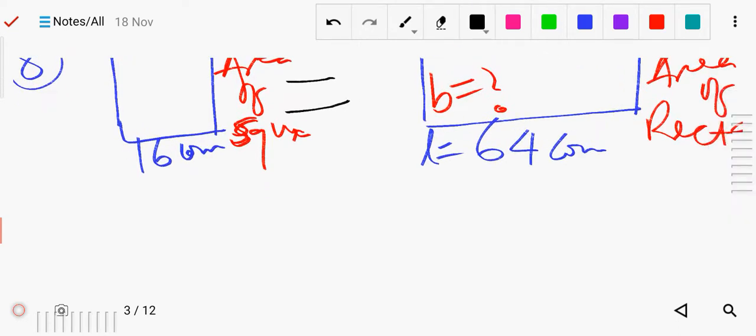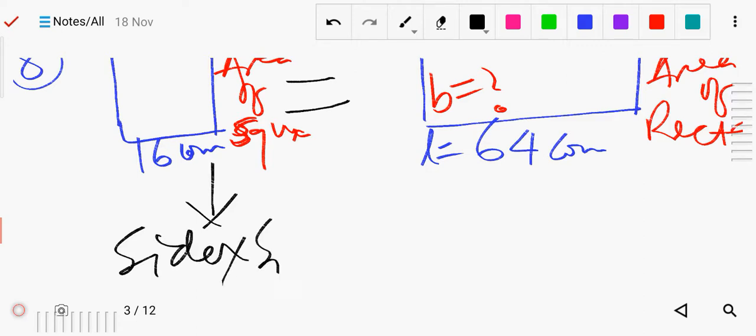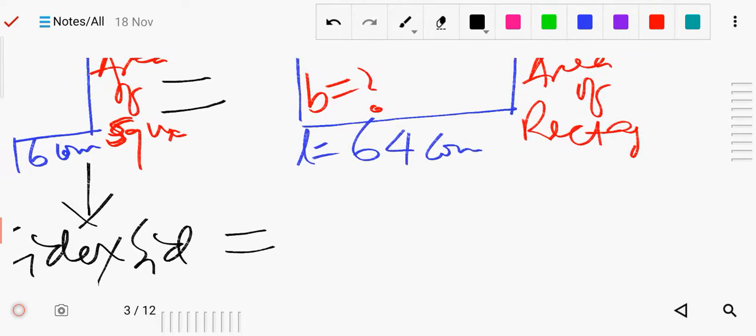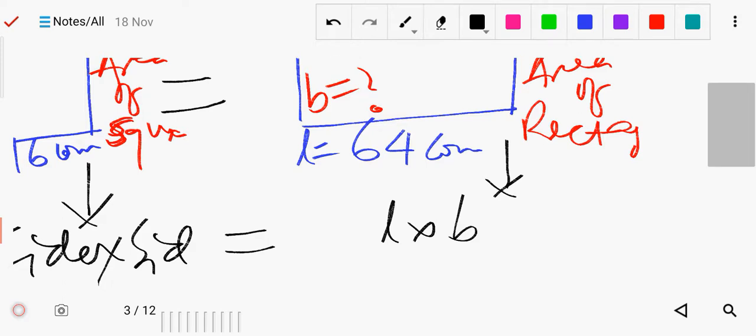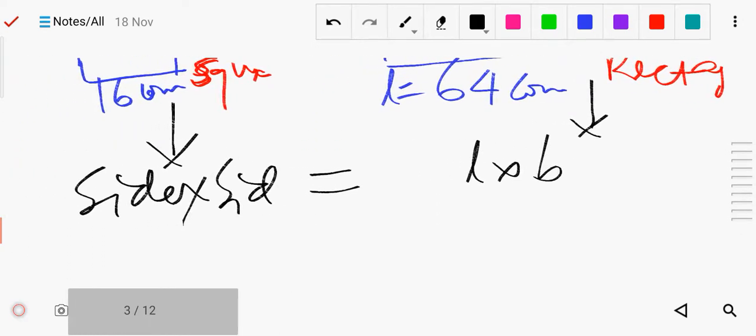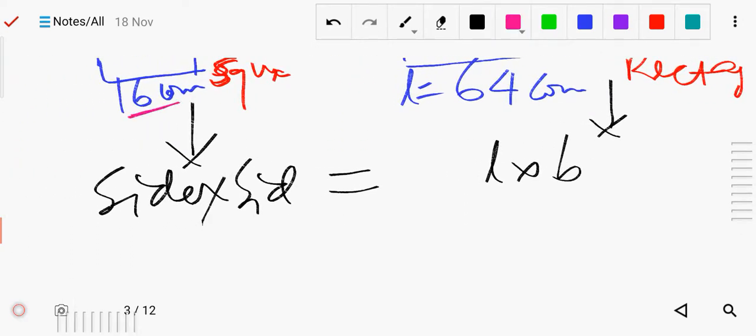So now you can find the area of the square. What is the area of a square? Side into side, which equals, this equal sign, the area of the rectangle. What is the area of a rectangle? L into B. Now you can see this side is given. What is the value? 16. So you can write 16 into 16.